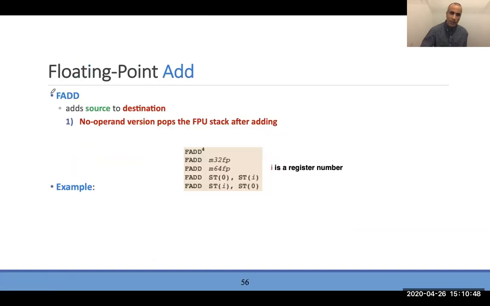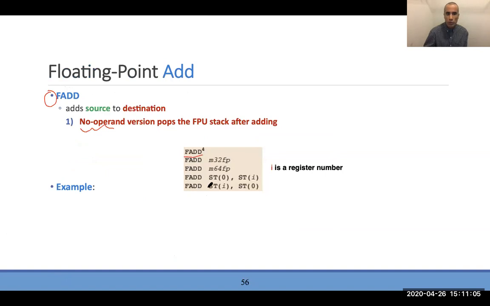And I will spend the time explaining add, and whatever applies to add applies to sub, divide, and multiply as well. So the basic idea right here, you can use add with no operand, like the one right here.